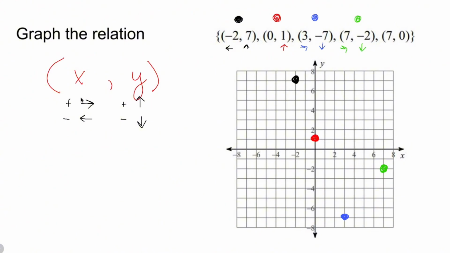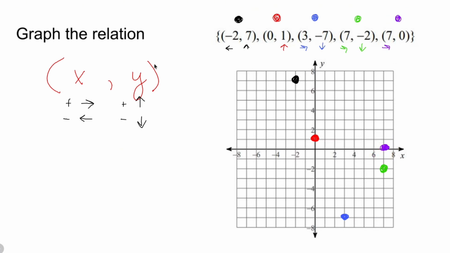Last but not least, I have 7, 0. 7 is positive, so I'm going to go right. That's my first number. And 0 is 0, which means I'm not going to move. So I'm going to start at the origin, 0, 0. I'm going to go right 1, 2, 3, 4, 5, 6, 7. I'm not going to move up or down because it's 0. And that's my purple point, my last point.